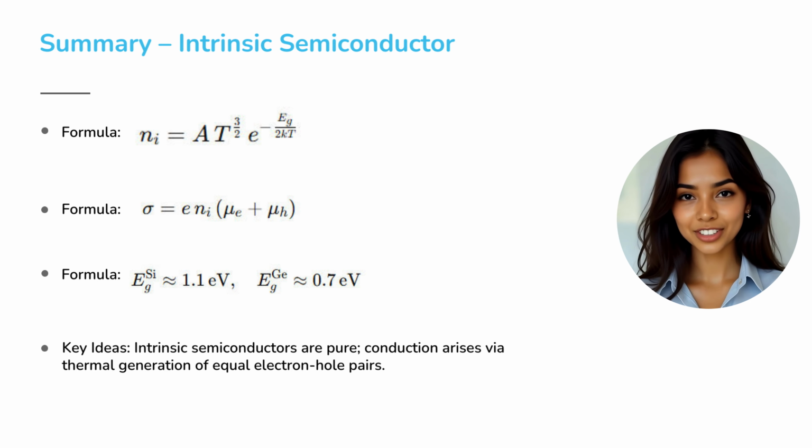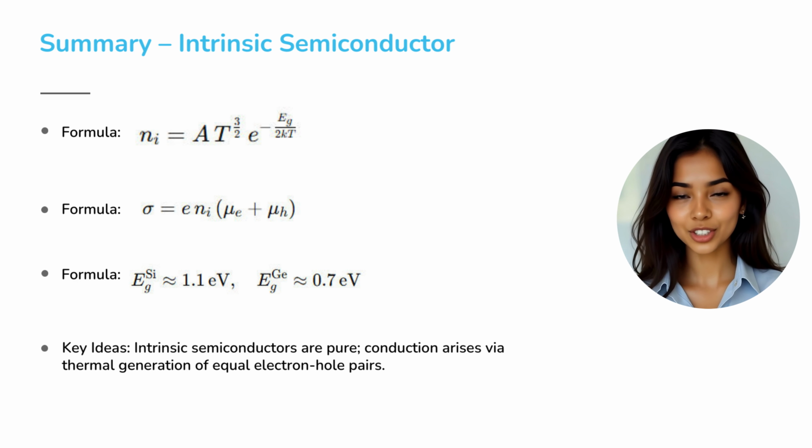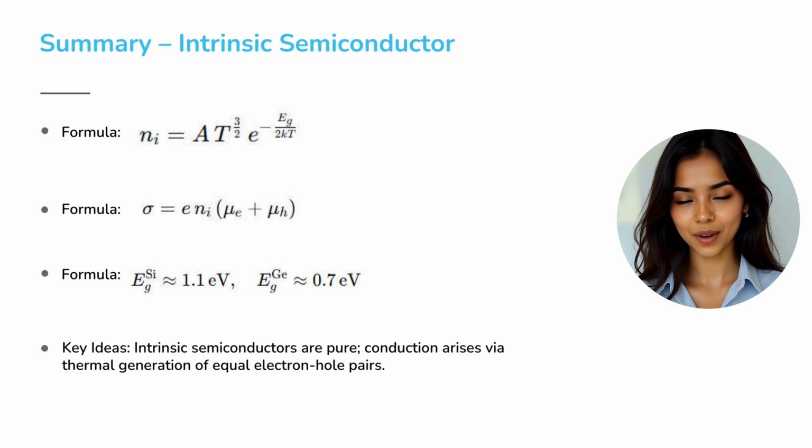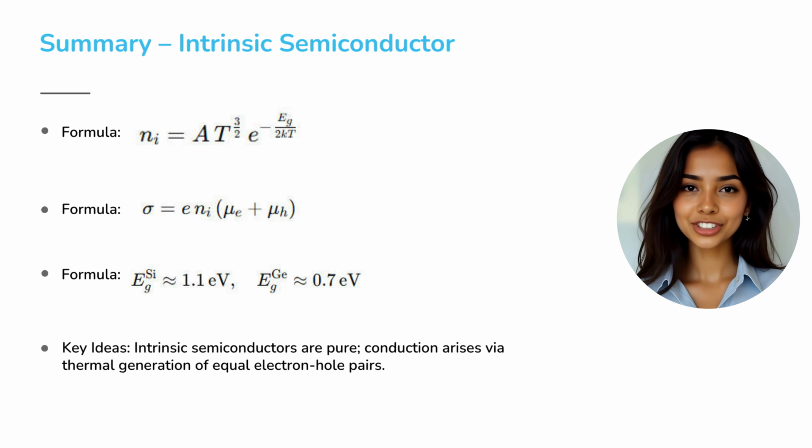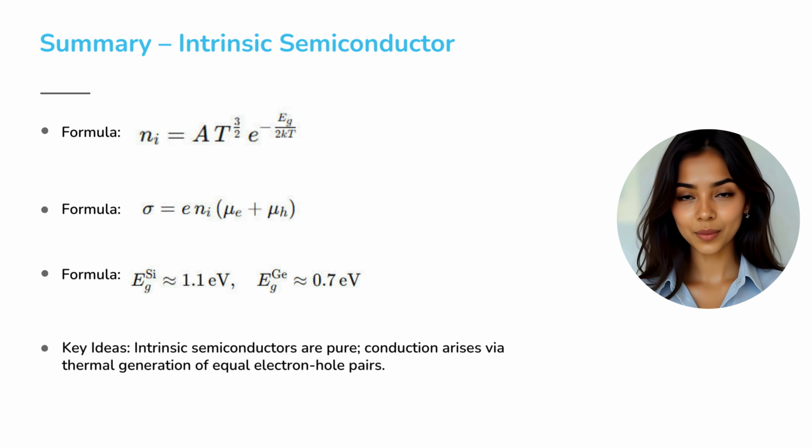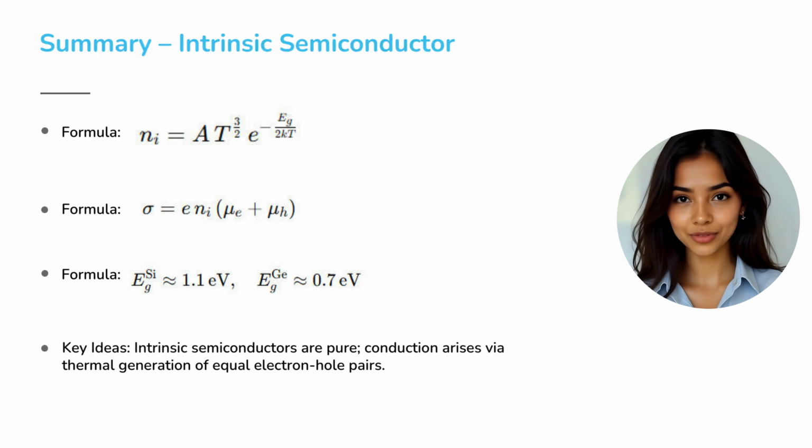Next, total conductivity sigma is calculated using the formula sigma equals e times n sub i multiplied by the sum of mobility of electrons and holes. Band gap energy plays a major role. Silicon has a gap of about 1.1 electron volts, while for germanium, it's about 0.7 electron volts. We found that although increased temperature boosts carrier generation, mobility decreases due to more atomic vibrations, so there's a tug of war determining overall conductivity.